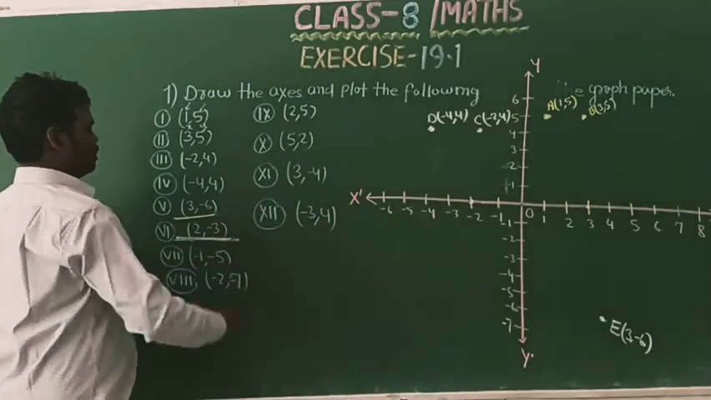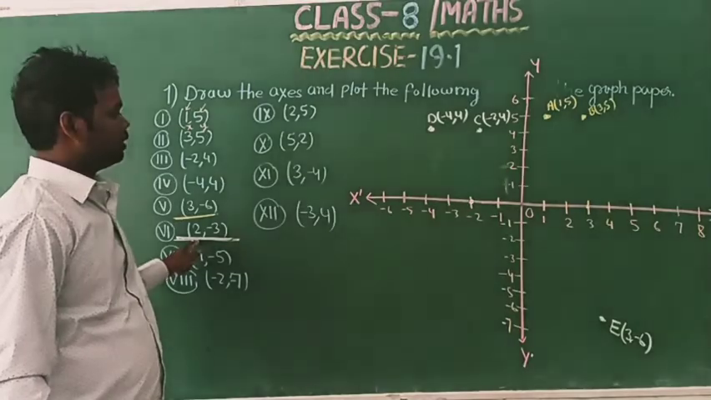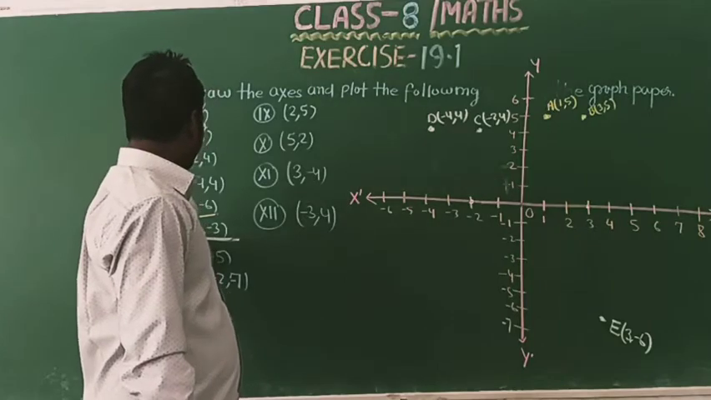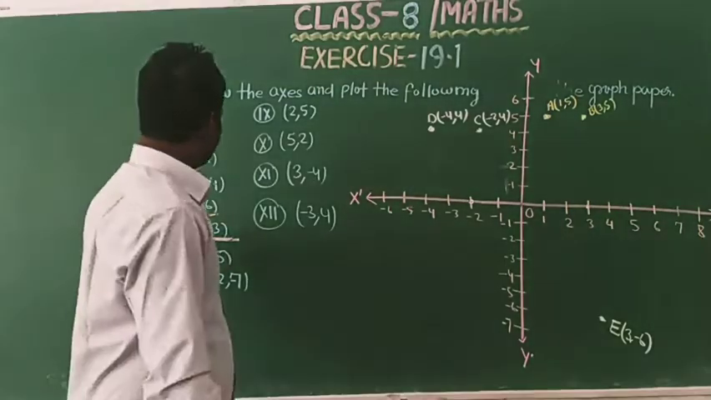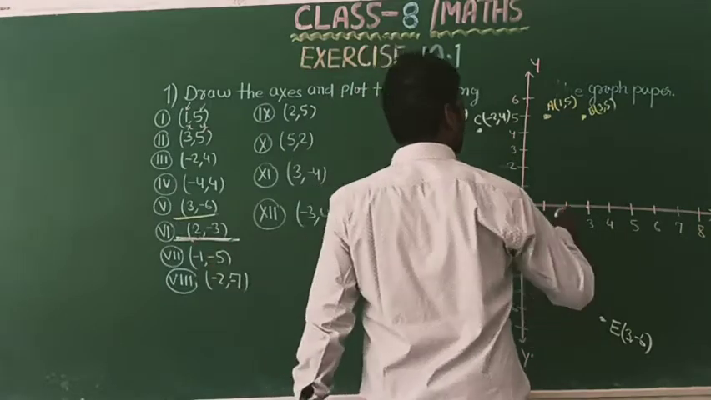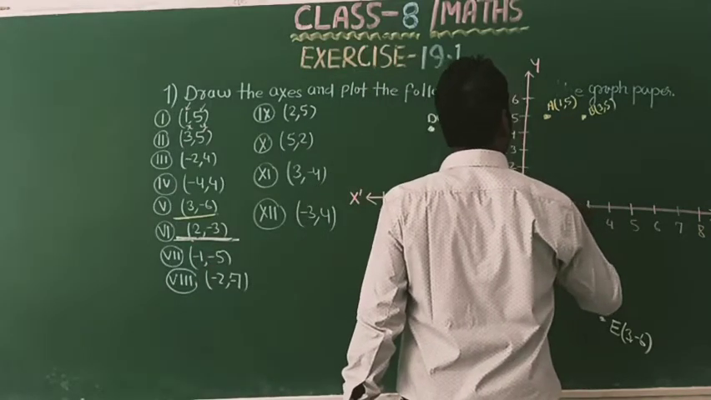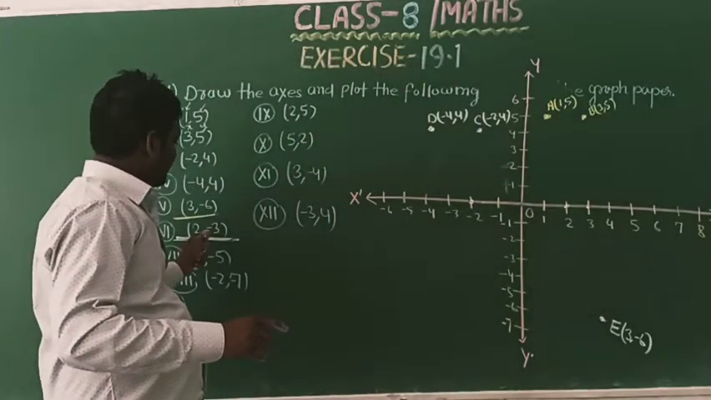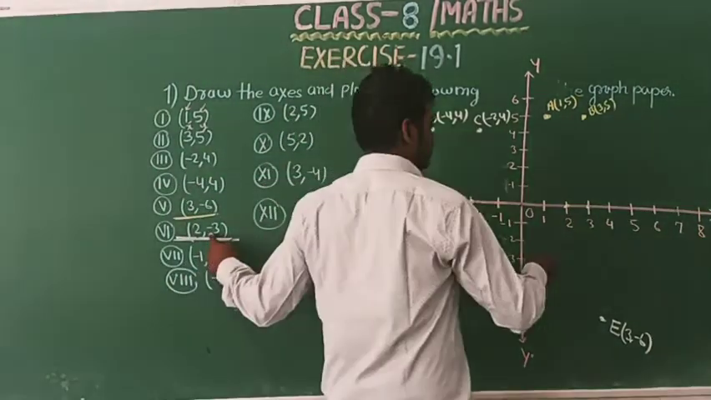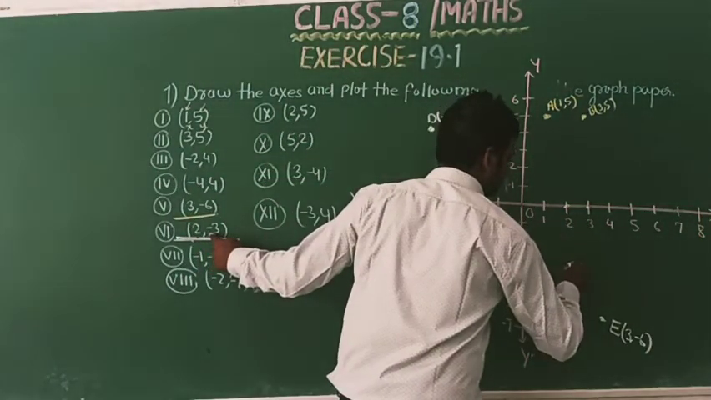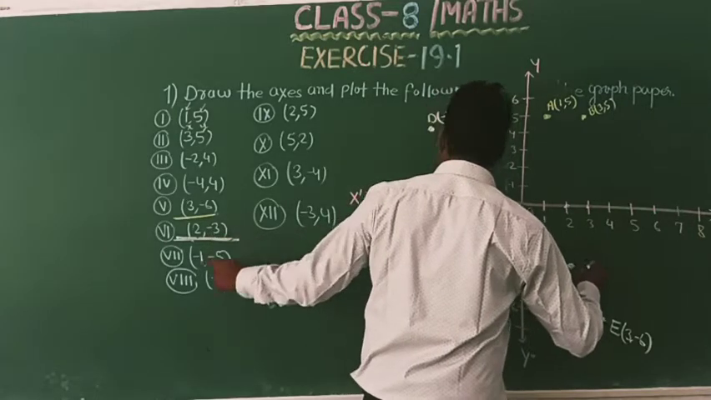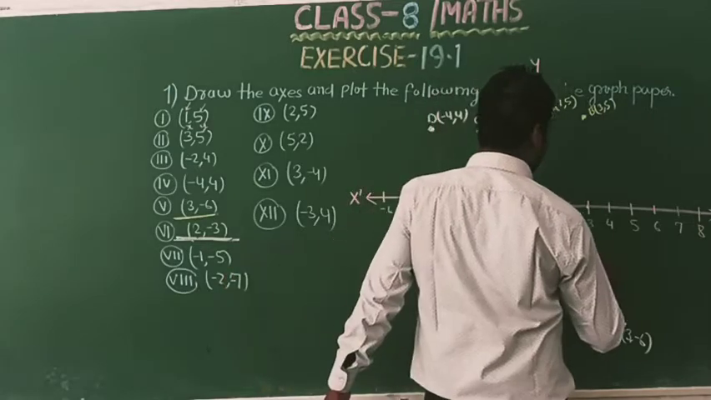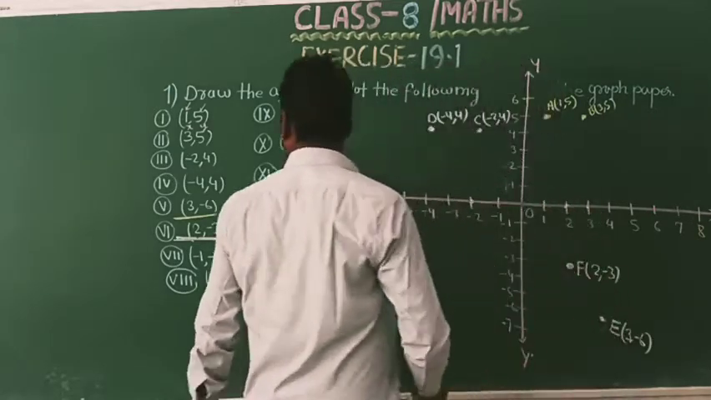Okay. The next point is (2, -3). This also lies in the fourth quadrant. Here the x coordinate is 2 and the y coordinate is -3. So starting from O, move 2 units right along the x axis and then move -3 units along the y axis. So this is the position of the point (2, -3). Okay.